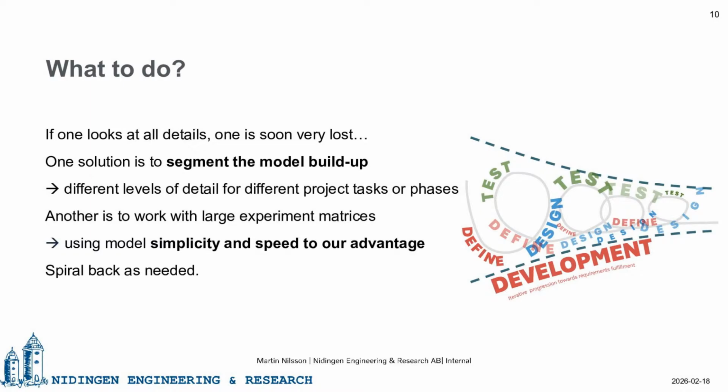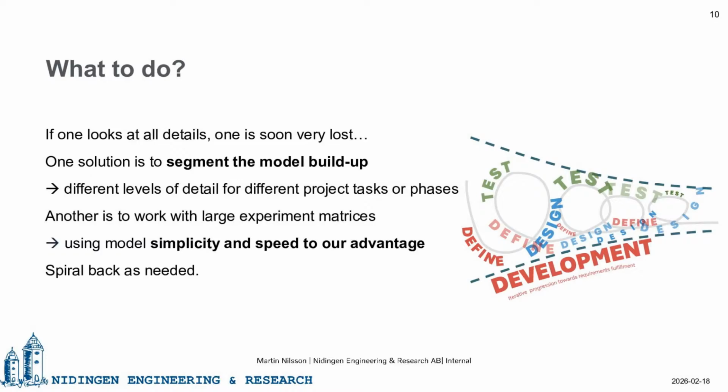Another complementary approach is to work with large experiment matrices, meaning I use my model's simplicity and speed to my advantage. And then I spiral back. So meaning, instead of, as management theory always goes, that development is linear, and then you start with a wide range here, wide scope, and then you go on here.